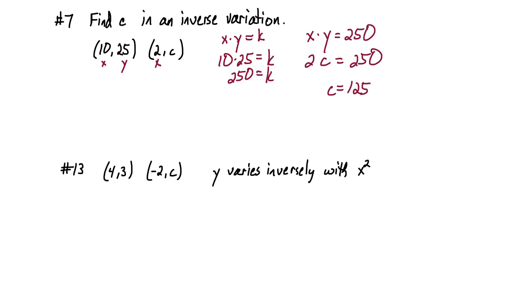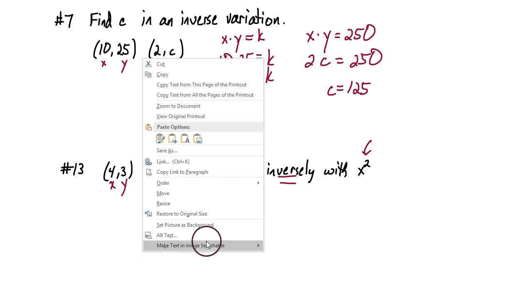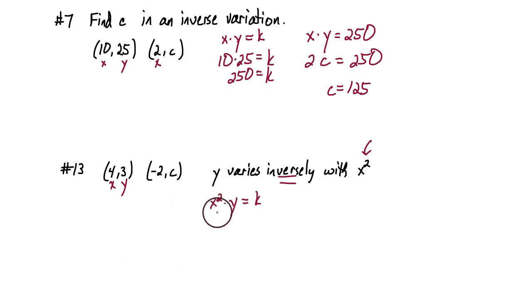The next one is very similar. It's still an inverse variation, but it involves x squared. So x squared times y is equal to a constant. Use the first ordered pair to get values of x and y. For x, fill in 4. For y, fill in 3. This makes 48 equal to k. So our expression is x squared times y equals 48.